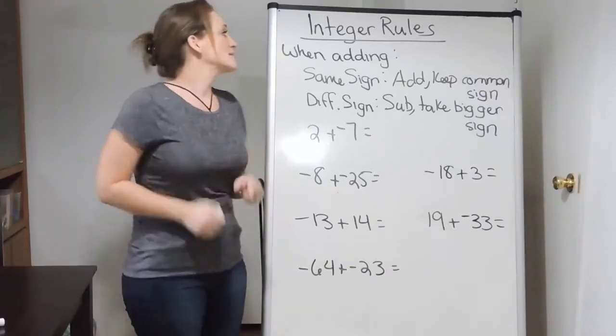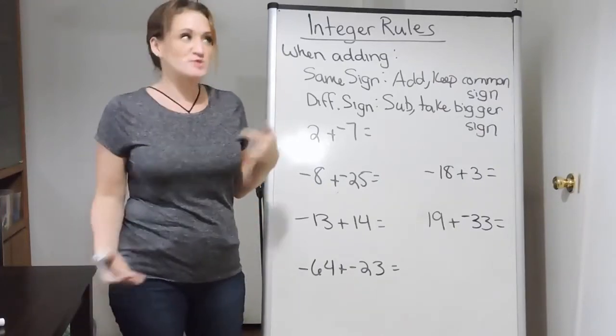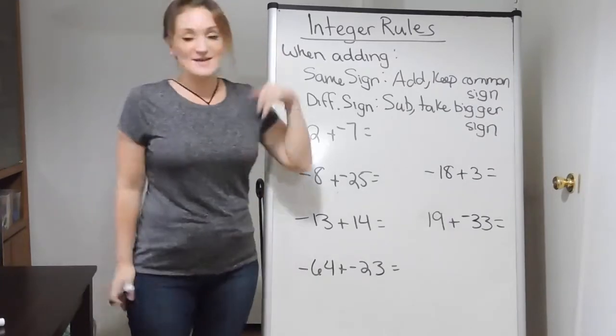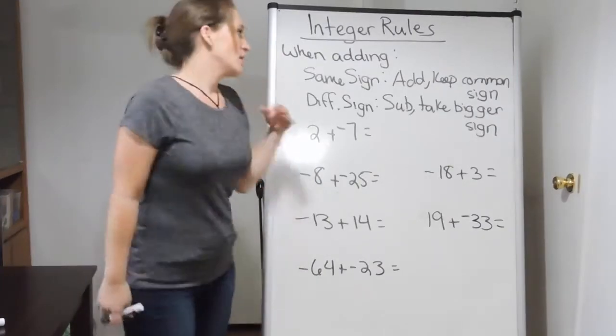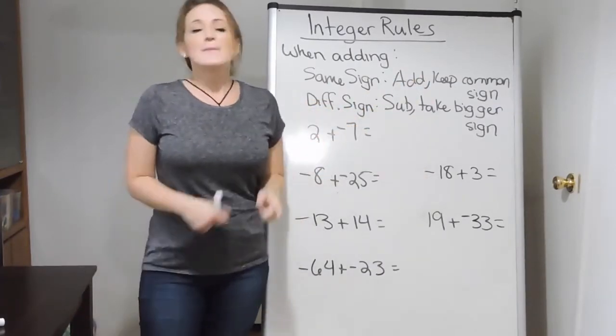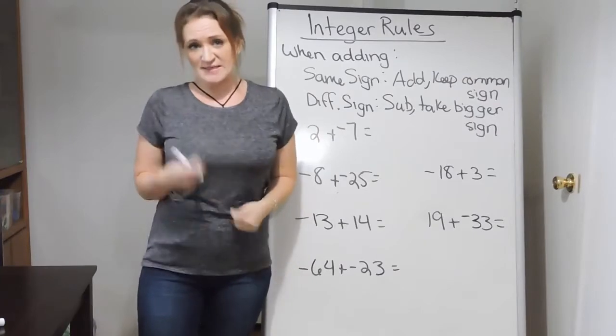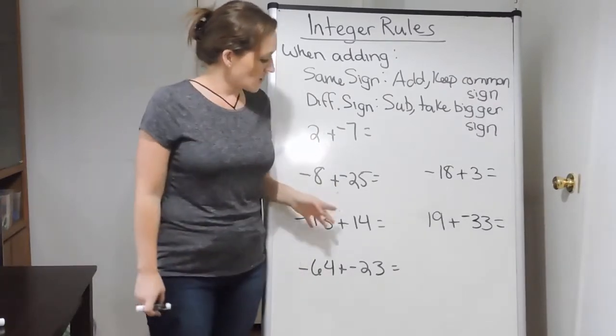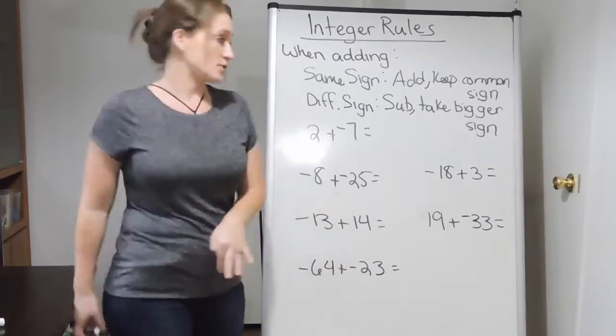Okay, so we're going to be talking about integer rules, which means adding, subtracting, multiplying, dividing positive and negative numbers together. So I am going to go over book definition rules on how to do this, but I'm also going to give you my little twist on how to keep some of these straight in your head. So we're going to start off talking about how to add integers.